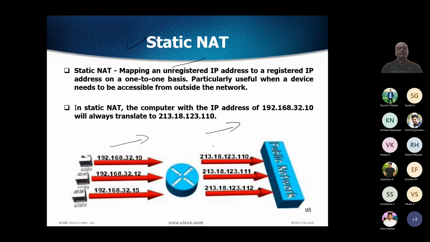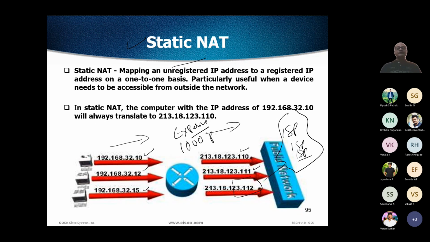You can see this diagram. So this 32.10 is using this IP address to communicate with your ISP. Similarly 32.12 is going to use this IP address to access your ISP. Similarly 32.15 is using a different IP address to access your ISP. That means it is very expensive, right? Imagine if you have 1,000 computers connected in your organization. We cannot buy one IP address from our internet connection for each of them.